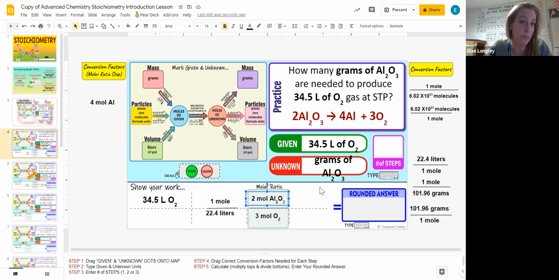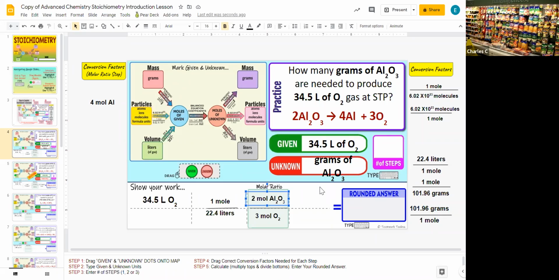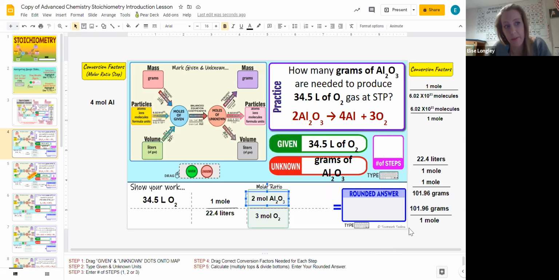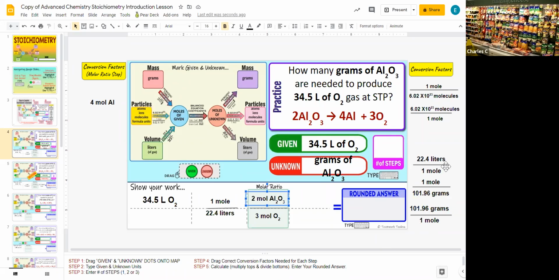Where do I find molar mass? In the periodic table. Yes, and I would add it all up. I did that for you here because I wanted you guys to focus. Thank God. Eventually later you won't.